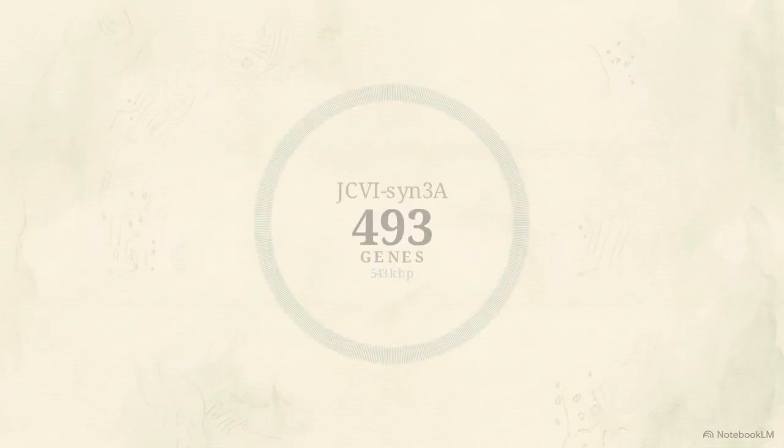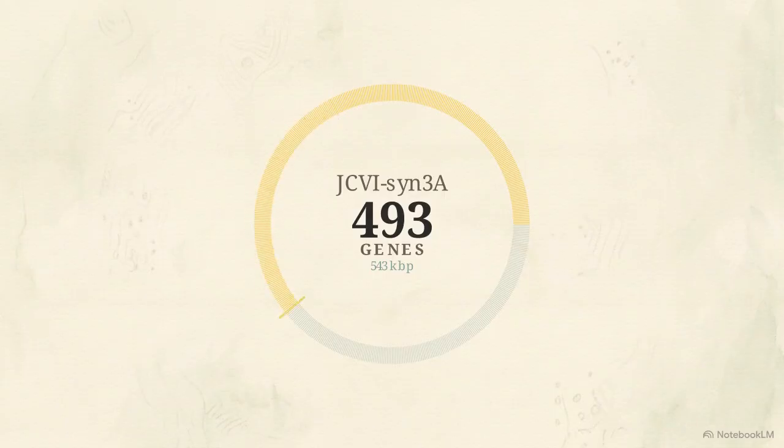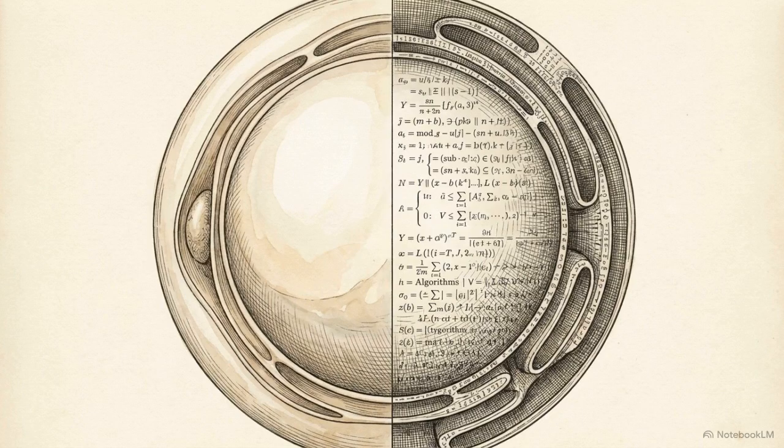If biology is a predictable system governed by physical laws, we should be able to map every single one of those 493 genes. To prove we understand the mechanics of life, we must be able to build a complete computational simulation of this minimal state.